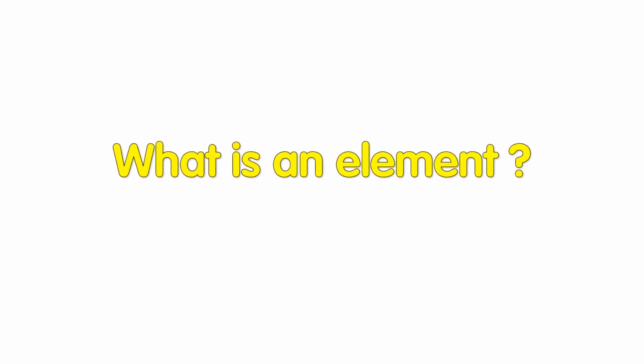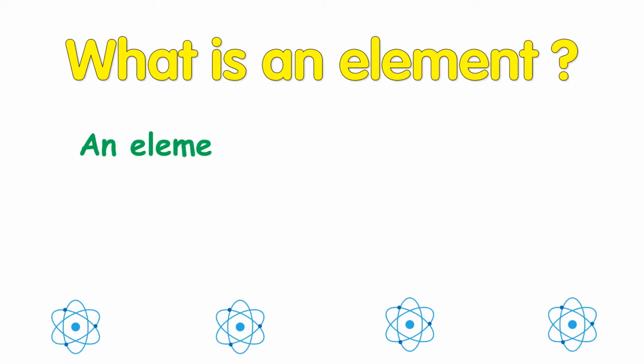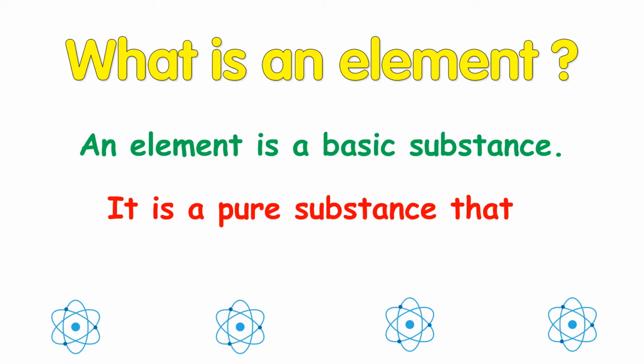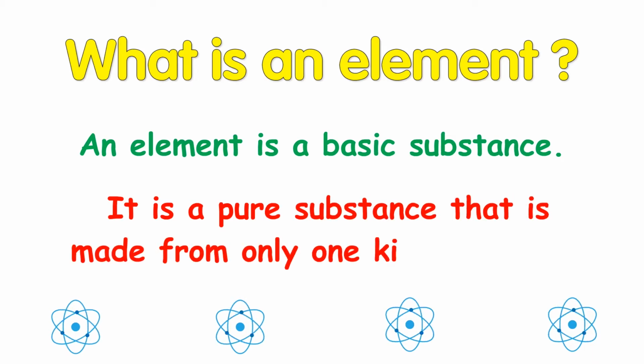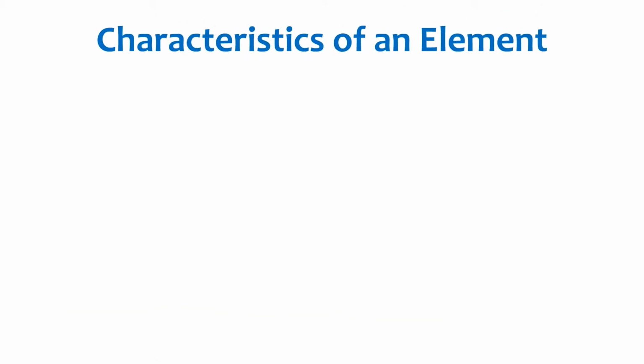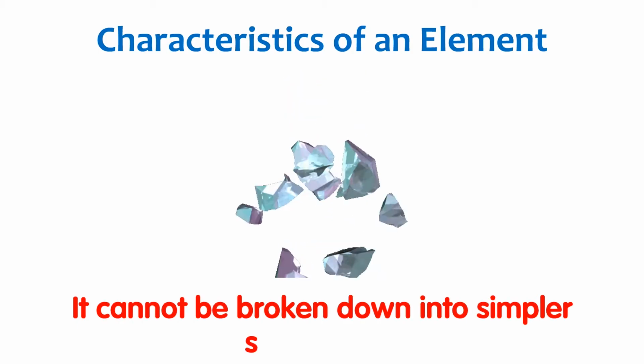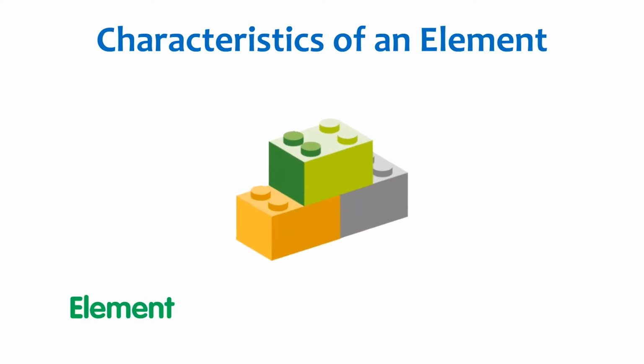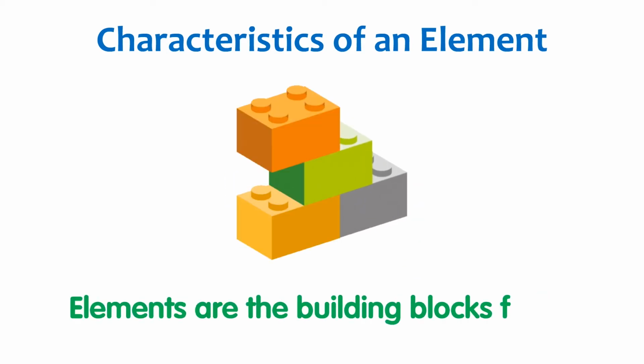What is an element? An element is a basic substance. It is a pure substance that is made from only one kind of atom. Characteristics of an element: it cannot be broken down into simpler substances. Elements are the building blocks for all matter.